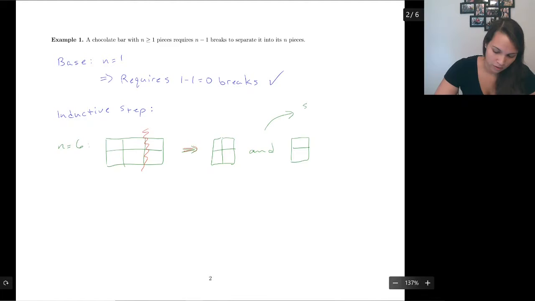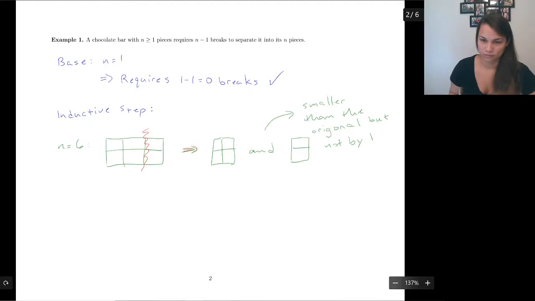These are smaller than the original, but not necessarily by 1. This piece is smaller by 2, this one's smaller by 4. So we're not just going down, we're not breaking off one piece at a time. Nothing said that I had to.